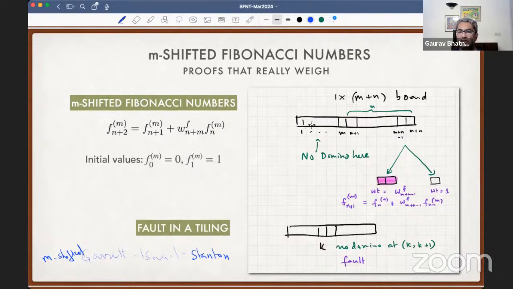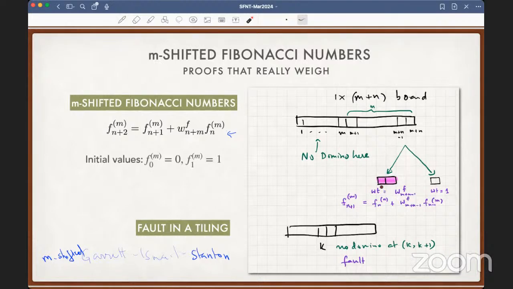We say that the first m squares have no domino. If the first m squares have no domino, and there is a 1 by m plus n board, then we define the m-shifted Fibonacci numbers like this. And there is the concept of a fault in a tiling, which means that there is no domino at that point k. So again you get the small weights and the product of the weights and so on.